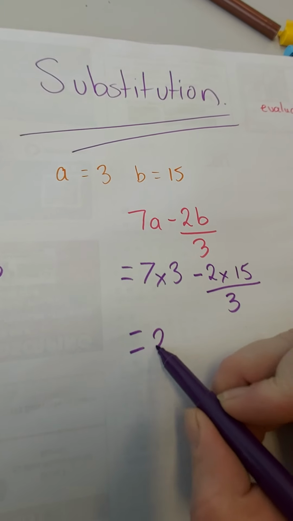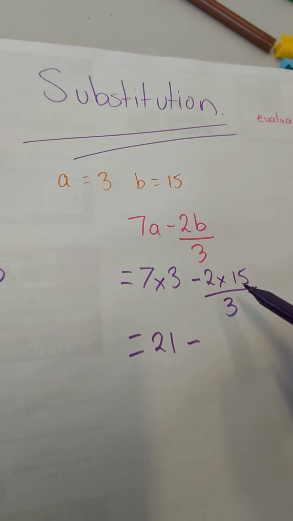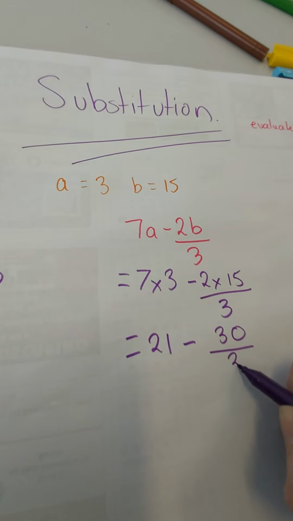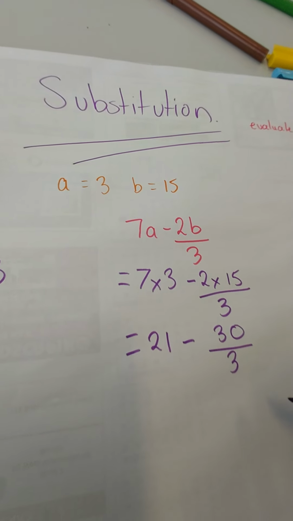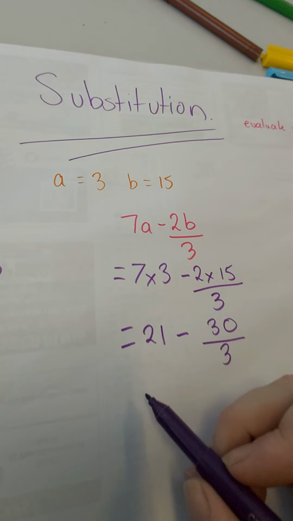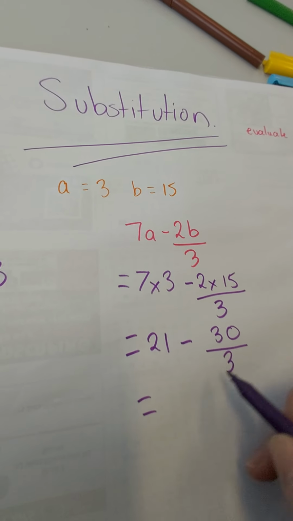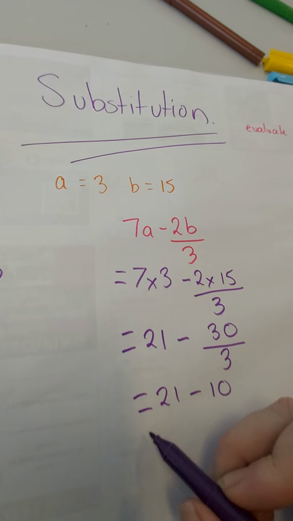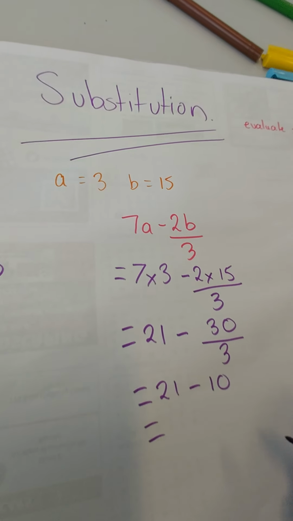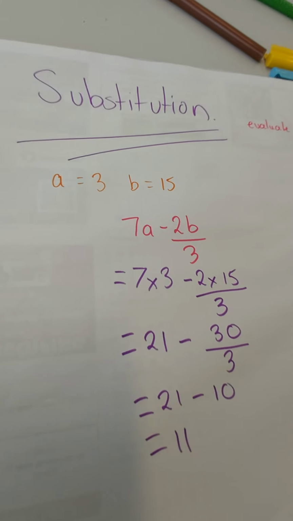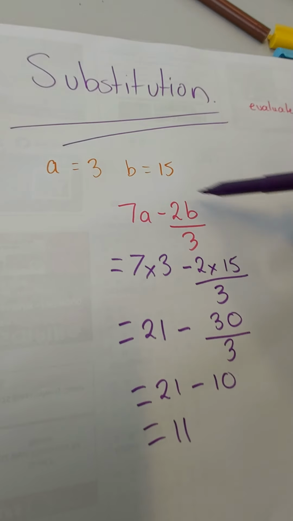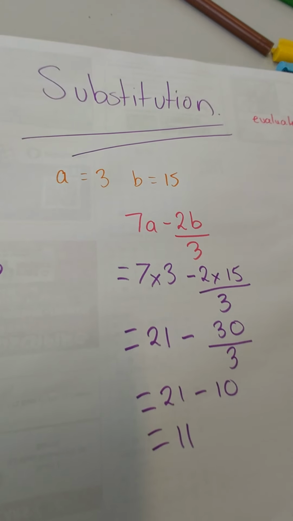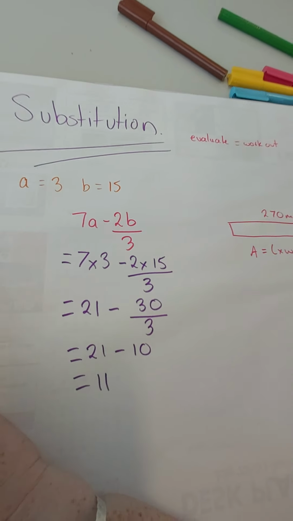So 7 times 3 gives me 21, and then I've got 2 times 15, which is 30, and then I bring down my divided by 3. Order of operations, we do our times first, and then we've got to do our division. 30 divided by 3 gives me 10, and then 21 minus 10 gives me 11. It did look quite complicated, but when you take it one step at a time, and don't forget your order of operations, it's super easy to get done.